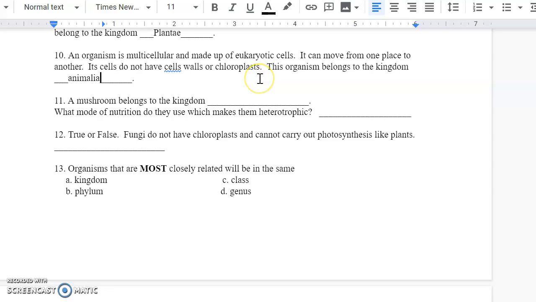Okay, so a mushroom belongs to the kingdom... He always gets invited to the party because he is a fun guy. Okay, mushroom, fungi. Kingdom Fungi.